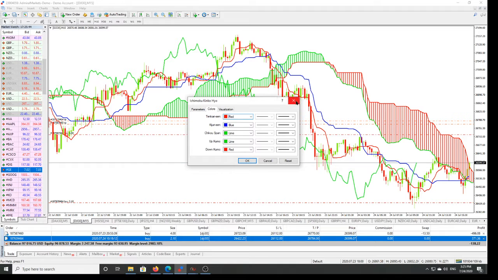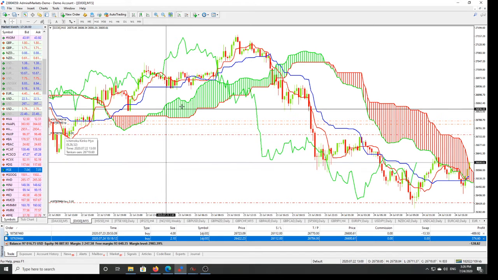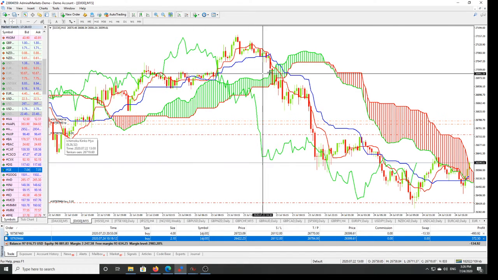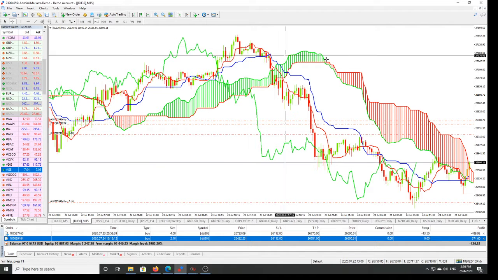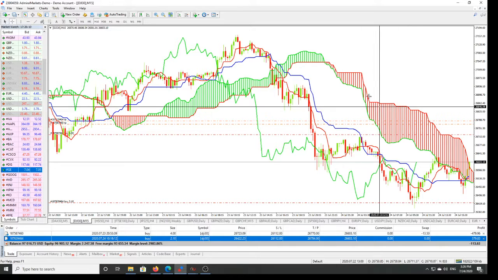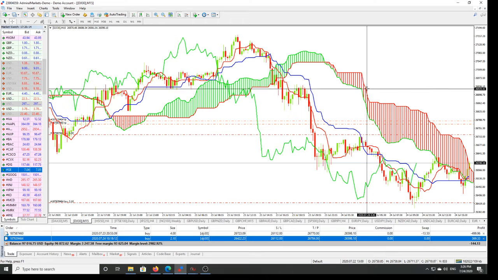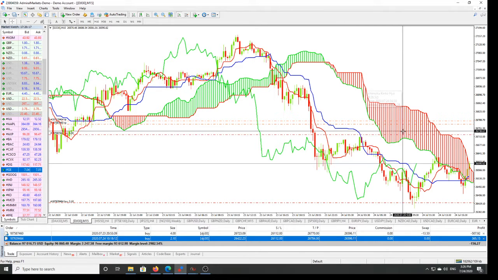So the cloud here, you see, this is the green cloud. When you are here and you see this green cloud, all it is telling you is that you have buyers ahead. So the price is here and it's telling you the market is bullish. And once you start to see the future cloud, which is red, all it tells you is that the market is bearish or is going to go down, so be careful. That is what Ichimoku is all about.